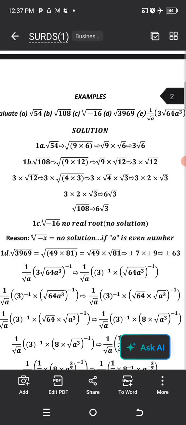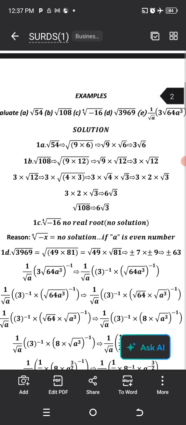And question 1b, I asked to find square root of 108. So the same thing. So here you can see that here I use square root of 9 times 12, in which you can use 36 times 3, because 36 times 3 will definitely give you 108.